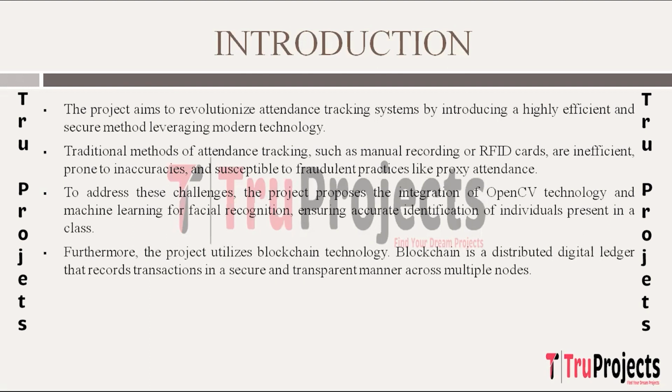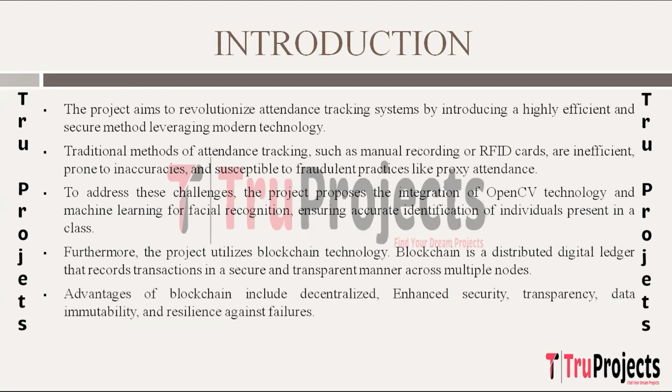Instead of having all the data in one place, blockchain stores records as blocks of data, each with a unique code called a hash. These blocks are distributed across multiple computers or nodes, making it much harder for anyone to tamper with the data or compromise the entire system. And blockchain offers several advantages.